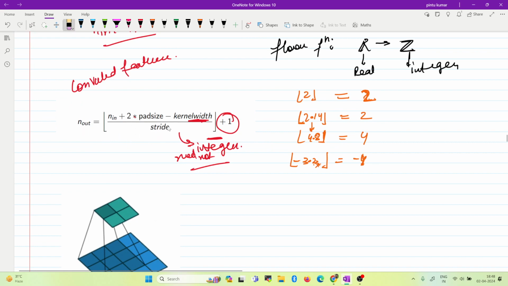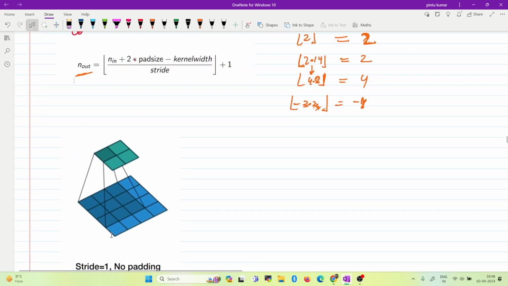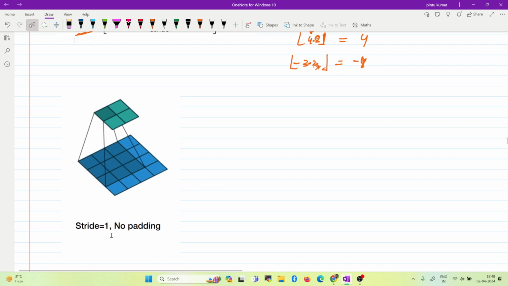So when you apply your convolution, this is the size of the convolution feature that you will get. Let's look at some of the examples. So it is a 4 cross 4 image, and you haven't done any padding. The stride is also only 1, and this dark blue thing that you can see is the filter. So the filter is 3 cross 3.